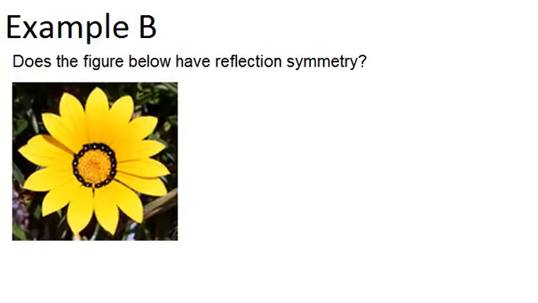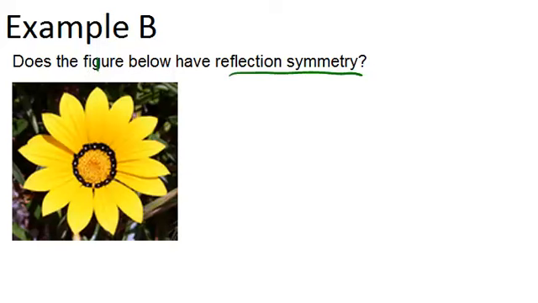Example B, does the figure below have reflection symmetry? A figure or shape has reflection symmetry if there exists at least one line of symmetry across which you could flip the shape and have it look exactly the same.